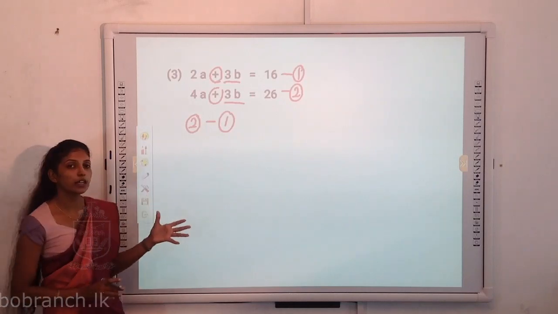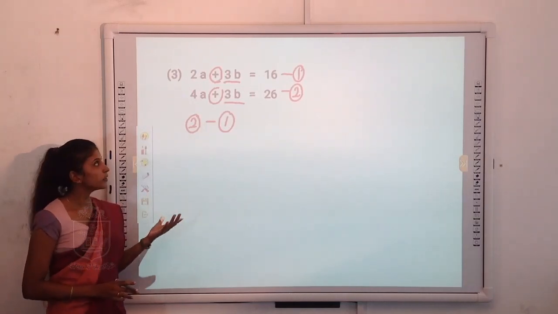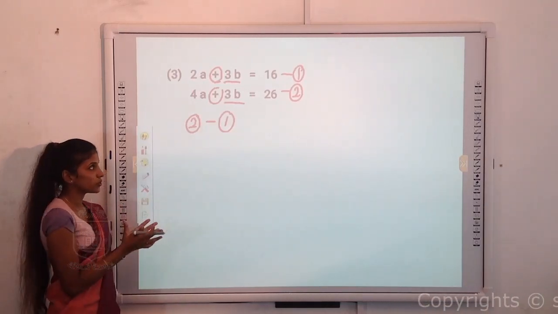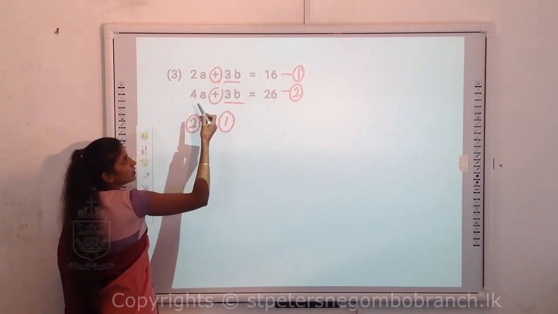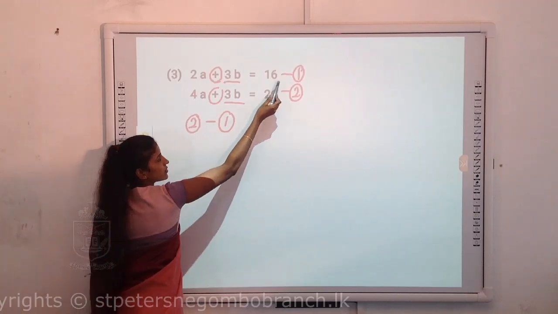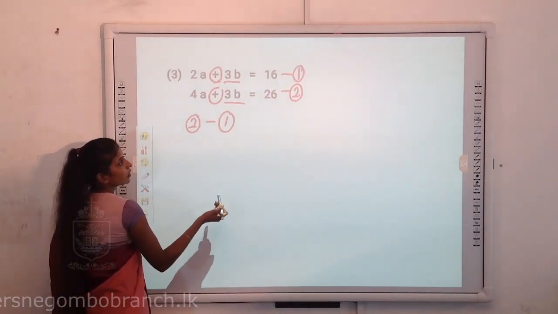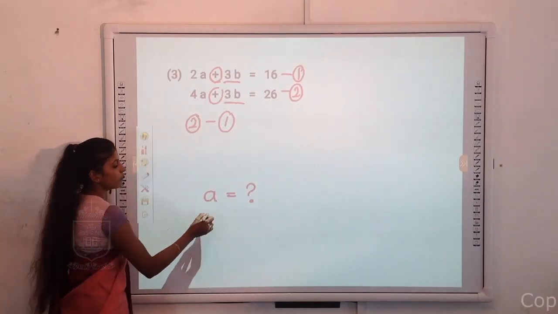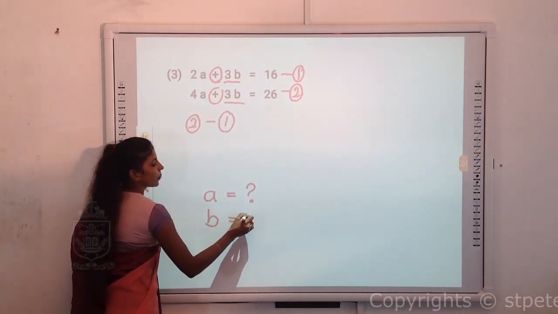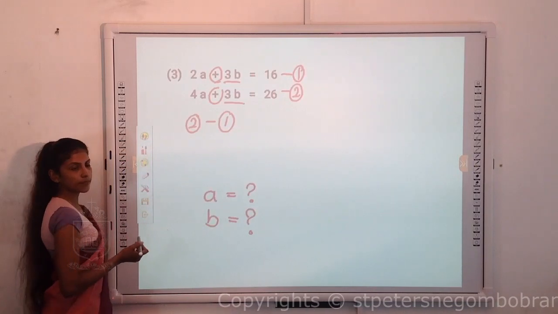So I am leaving you all to find the answer to this simultaneous equation. You have to subtract, right? Subtract and get the value. So 3b will be cancelled. You can subtract this, get the value of a, and you have to get the value of b. Okay.